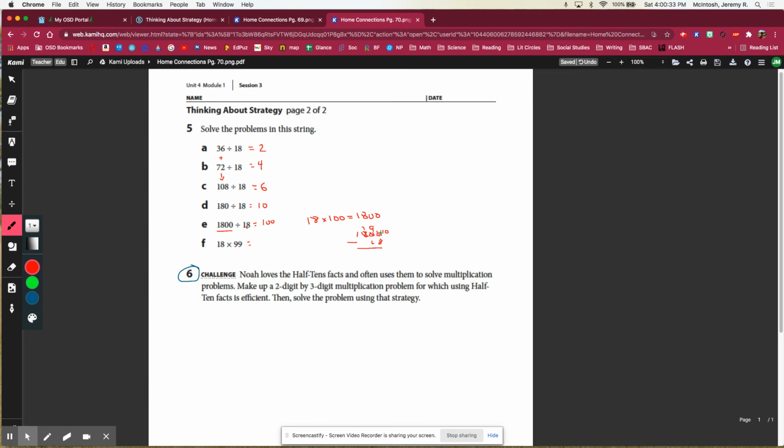So I need to borrow. 10 minus 8 is 2. 9 minus 1 is 8. 7, that's a 7. 7 minus nothing is 7. 1 minus nothing is 1. So my answer is 1782.